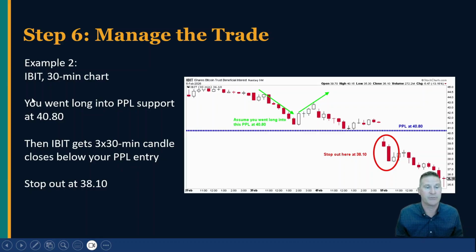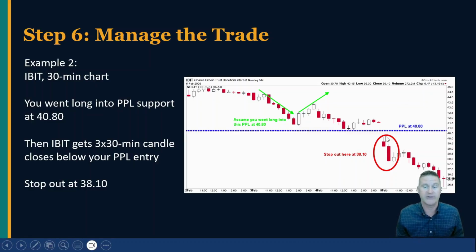Let's do one more example. Here's IBIT, which is the Bitcoin ETF. Earlier, look on the left side of the chart. We had gone long into the PPL at 40.80. Looks like things are doing okay. It looks like it was going to be hovering back towards that PPL. You're going to find this a lot of times, by the way. The PPLs have a high probability of where price action will find itself.